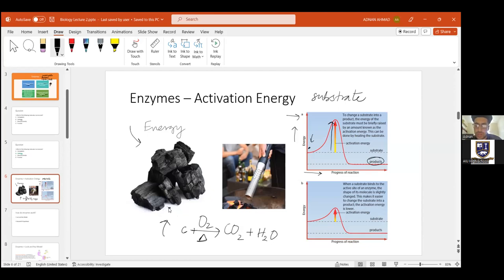So to change a substrate into a product, the energy of the substrate must be briefly raised by an amount known as the activation energy. This can be done by heating the substrate. What an enzyme actually does is chemically reduce this activation energy. Here in picture B, you can see that the amount of activation energy has been decreased compared to this portion, okay? The enzyme does not literally heat up the substrate that it is reacting on inside our bodies, but somehow it chemically lowers the activation energy, and it turns it into products more quickly, okay? So this is how the enzymes work. They work by lowering the activation energy of the substrate.